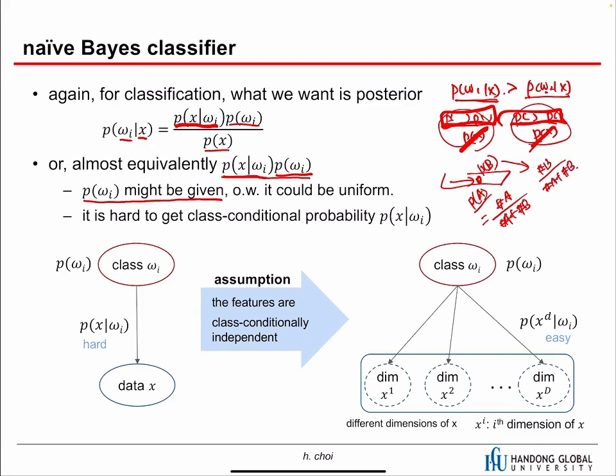Something like this. This prior can be given many times, but if the prior is not given, then we can simply use a uniform distribution. So all these classes have the same prior, the same probability. In that case, we can simply focus on the likelihood.